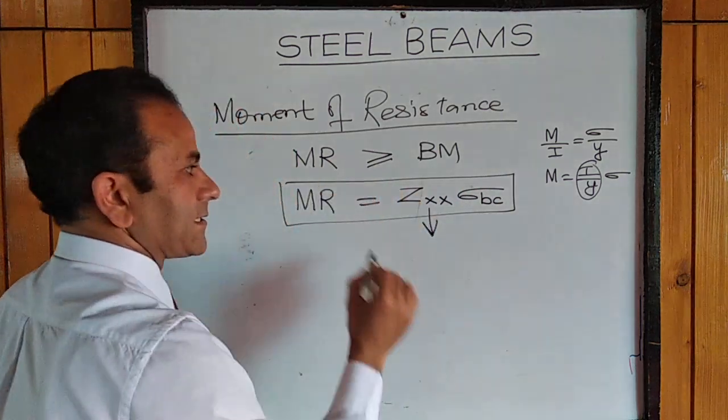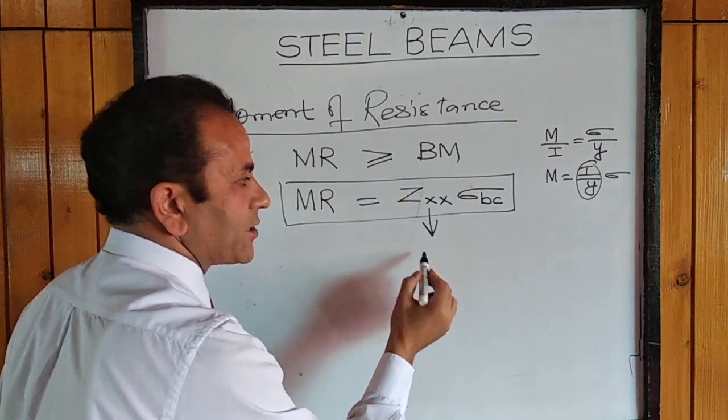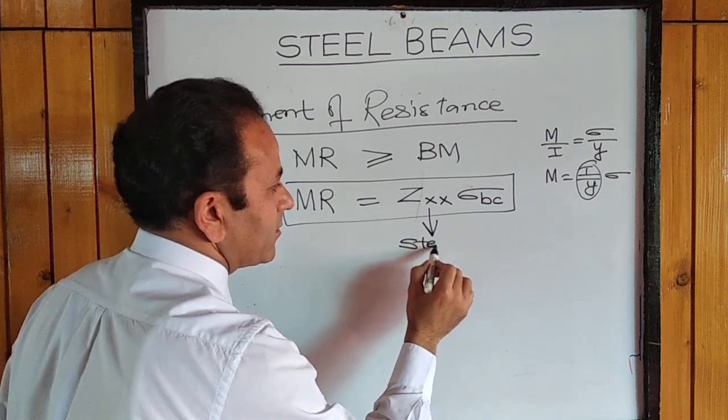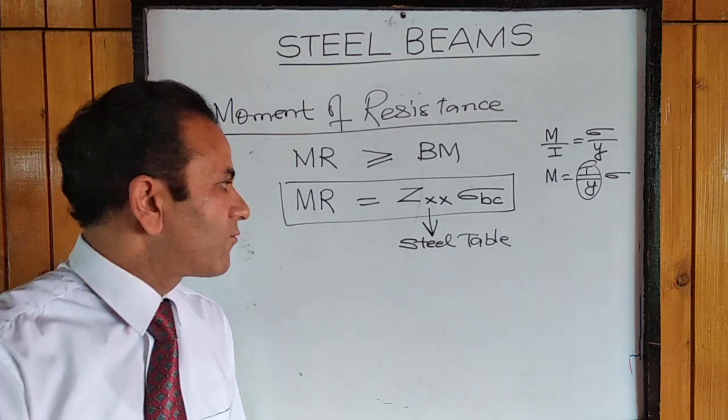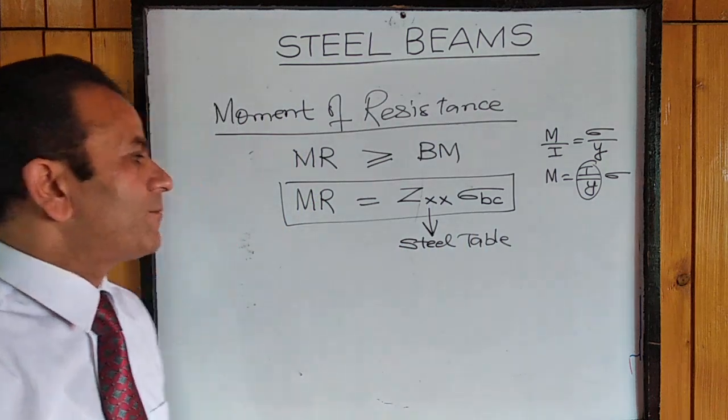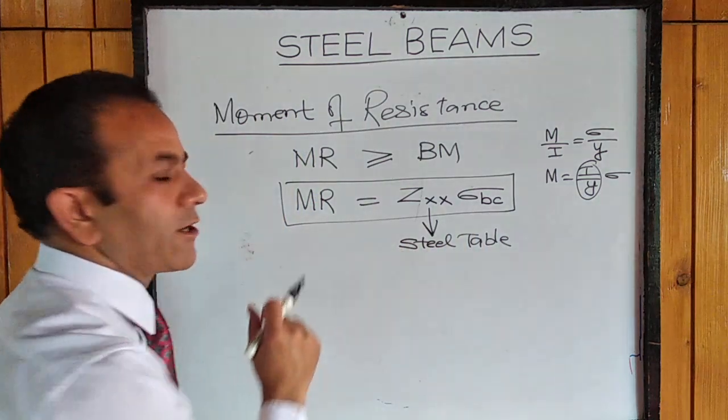Now this Zxx, for an individual section, is available in the steel table. We need not calculate it; we can take it from the steel table. Bending stress we will see from the condition of the beam given. We can then find out the moment of resistance.